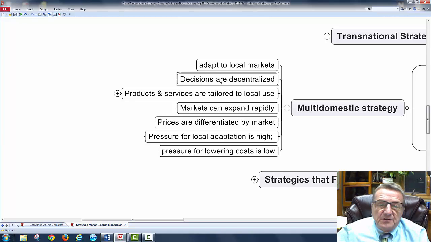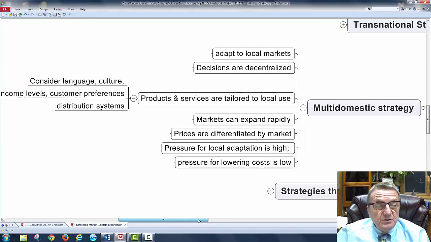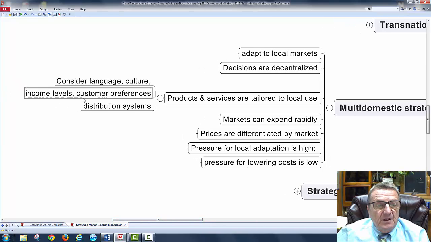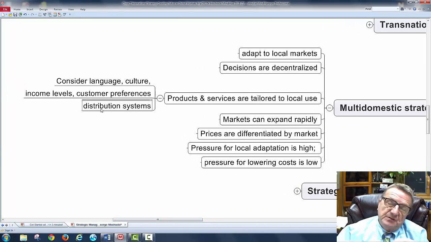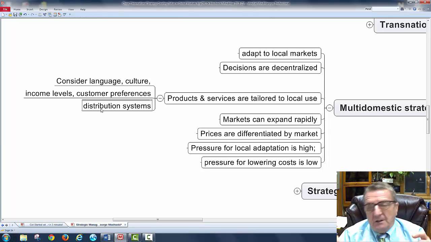You want the decision to be very decentralized to the region you're at. Products and services are tailored to local uses, considering the language, the culture, income levels, preferences and distribution system. I use razor blades. If I look at razor blades, we buy them in a package of 20, because we don't want to go back to the store. It's more cost effective, economies of scale.